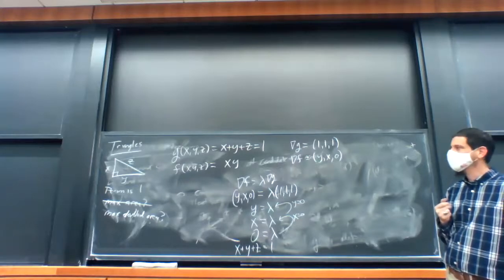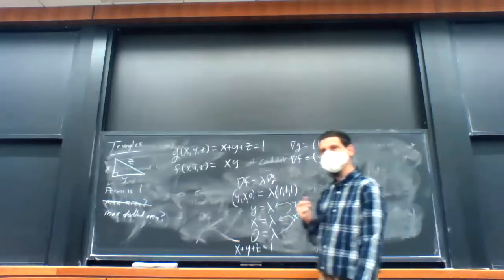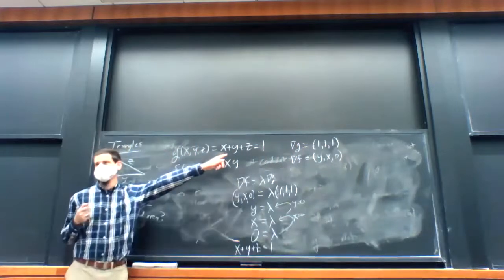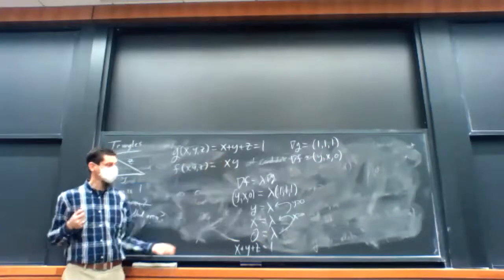So if I give you a right triangle, can I choose x, y, and z freely? Why not? It has to satisfy Pythagoras. Z is not a free variable, right? This is not the correct analysis.